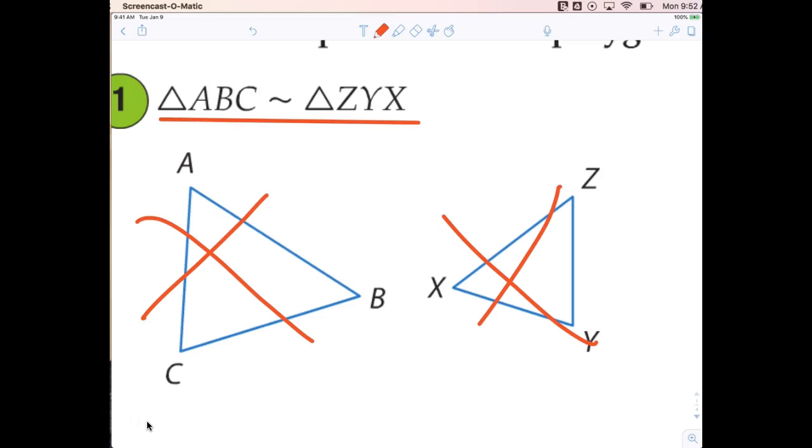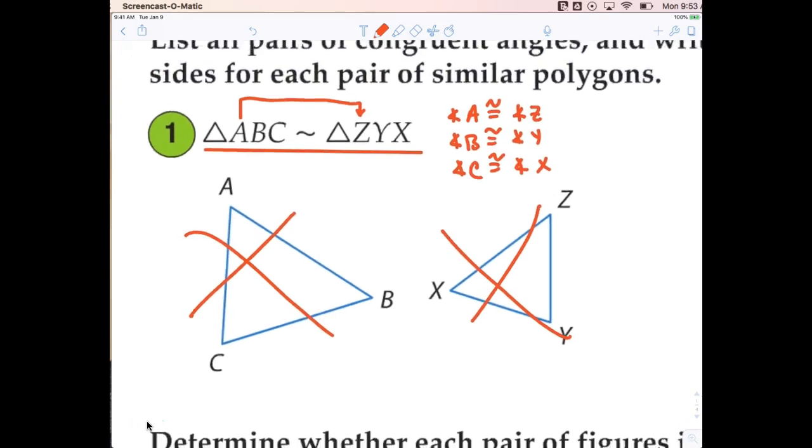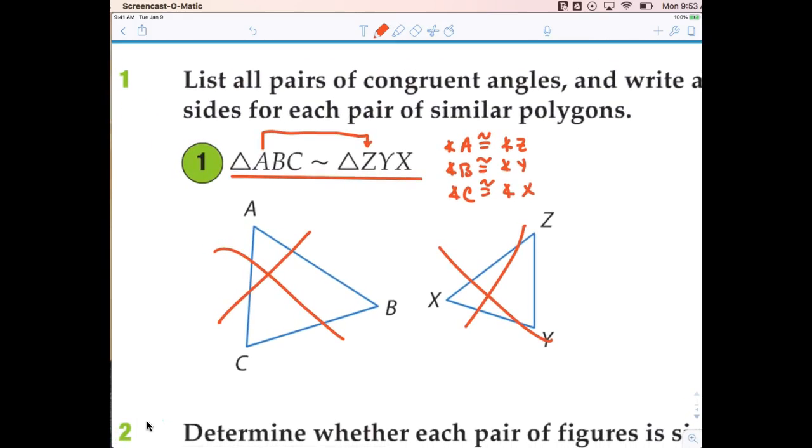Now, what am I trying to tell you? Angle A corresponds to angle Z. Therefore, they are congruent. You don't look at the shapes because the shapes can be misleading. So you would write down angle A is congruent to angle Z. Then you would say angle B is congruent to angle Y, and angle C is congruent to angle X. That's how easy it is. Now that just satisfied the first part.